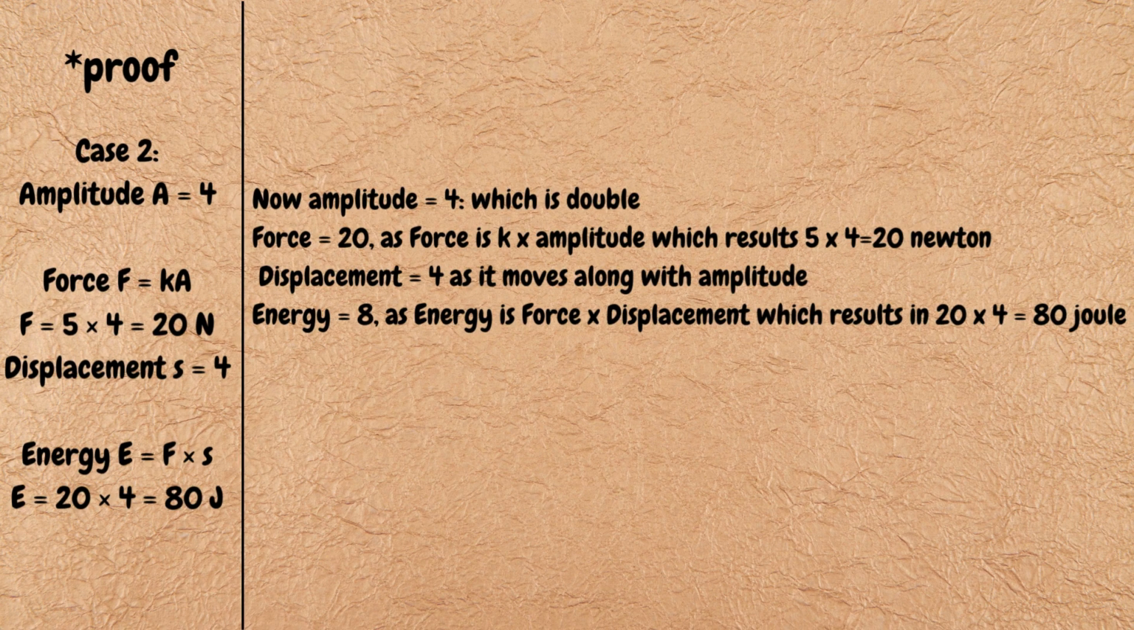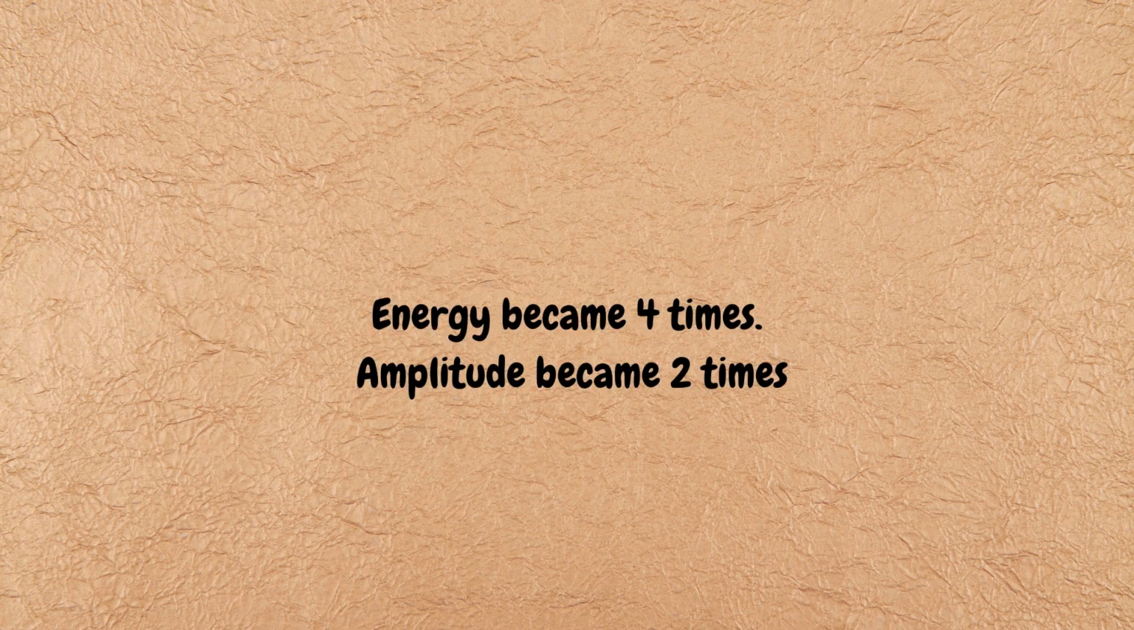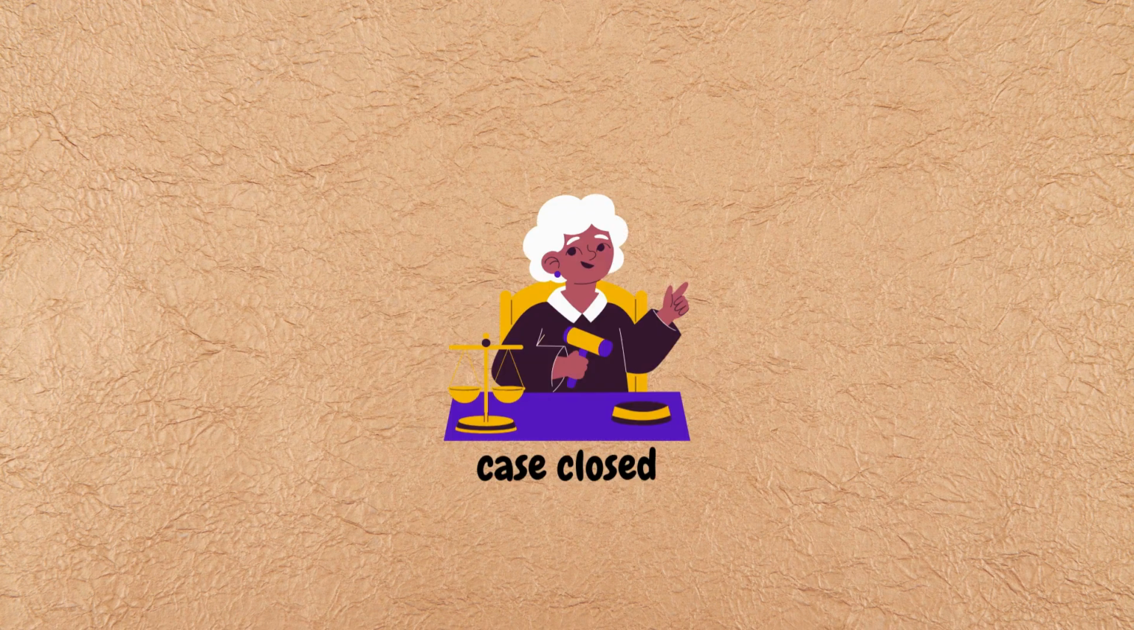Now amplitude equals 4, which is double. Force equals 20 newton, as force is K into amplitude, which results in 5 into 4 equals 20. Displacement equals 4 as it moves along with amplitude. Energy equals 80 joule, as energy is force into displacement, which results in 20 into 4 equals 80. Energy became 4 times. Amplitude became 2 times. Case closed.